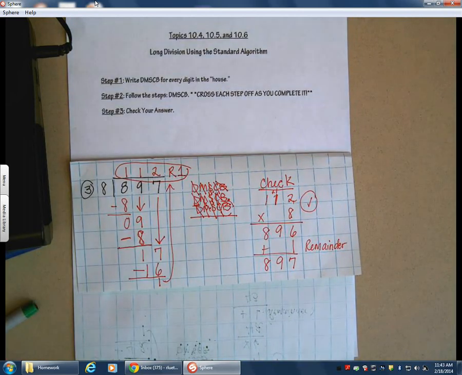So boys and girls, today and every day when you're dividing, please make sure you're following these steps for division and that you're using Does McDonald's Sell Cheeseburgers to help you through it. Good luck and have fun.